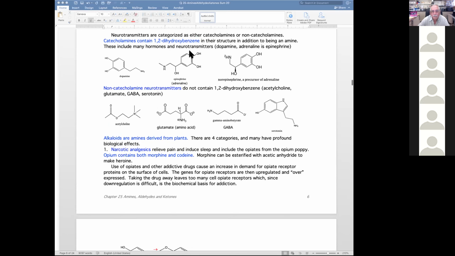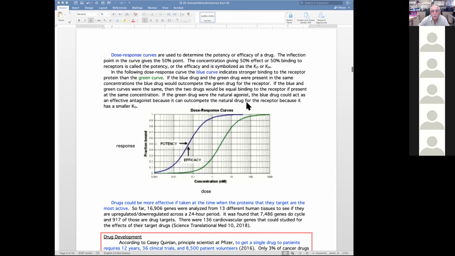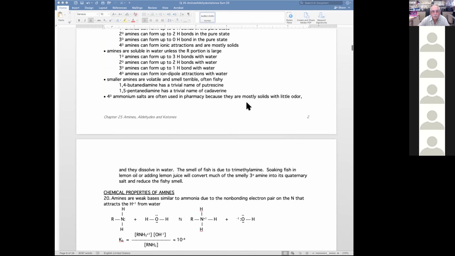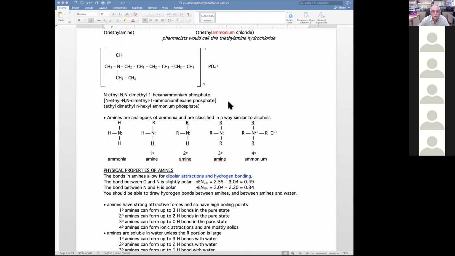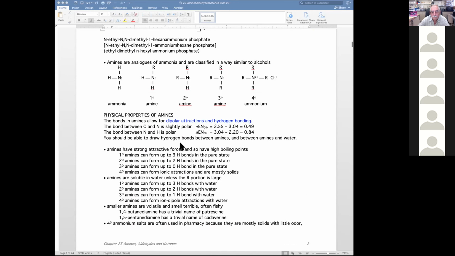So do you need to memorize any of these structures? No, you do not. You simply need to be able to name these types of amines over here, right? Stuff like this. That's what you need to know how to do.